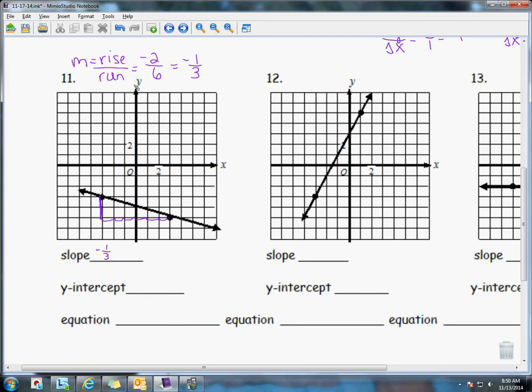Y-intercept, okay, it's where I cross the y-axis. That's this point right here. If I write that out, that'd be 0, comma, negative 1, negative 2, negative 3, negative 4. So y-intercept is 0, negative 4. And once you know those two pieces, because this is your m and that's your b, you just plug it into the equation y equals mx plus b. So I have y equals, my slope was negative 1/3, x, y-intercept is negative 4, so minus 4.